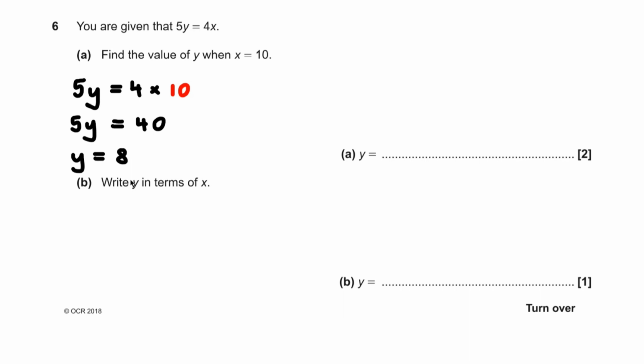We now have to find y in terms of x. So all we have to do here is divide both sides by 5. So y equals 4x over 5.